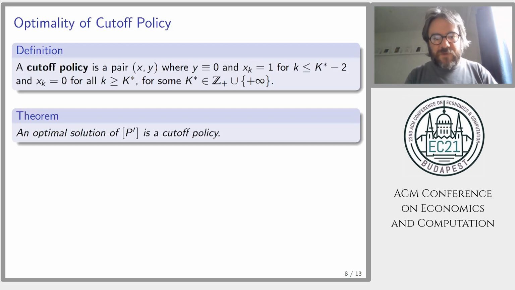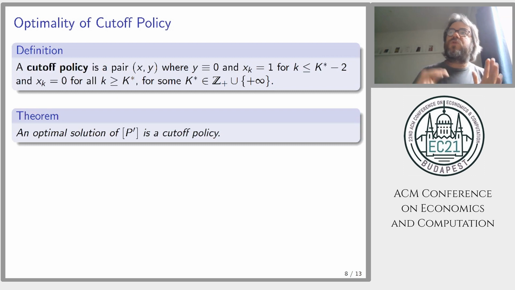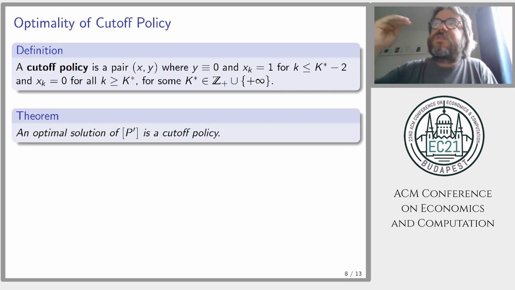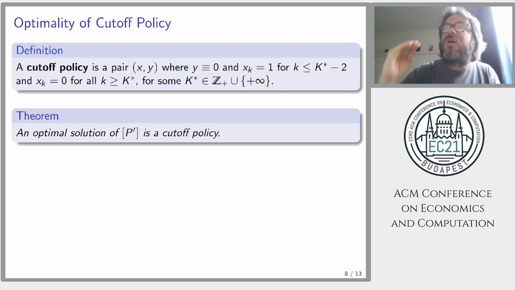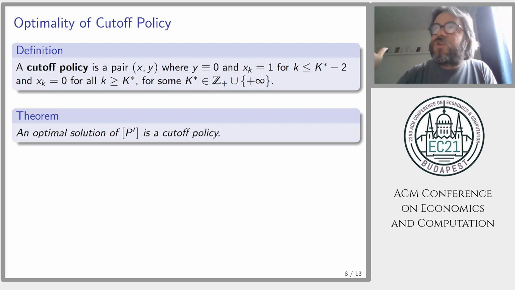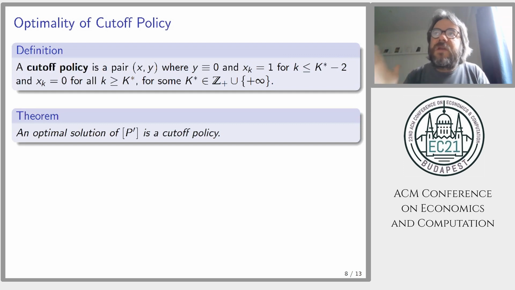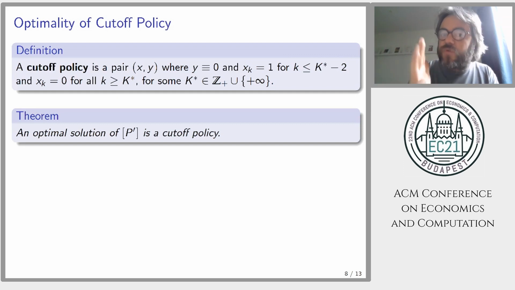So I need a piece of notation. I will say that a cutoff policy is a pair of an entry rule and an exit rule, so that the exit rule simply never removes agents. And the entry rule, you could think of it as fixing a cap on the queue in a sense, so fixing some integer k star, beyond which agents will be turned away. They won't be allowed to join the queue, and below which agents will be recommended to join the queue.